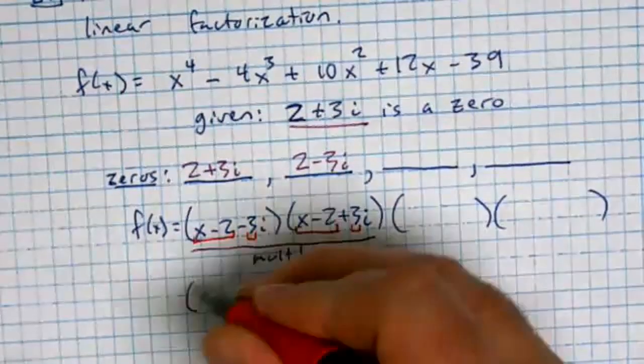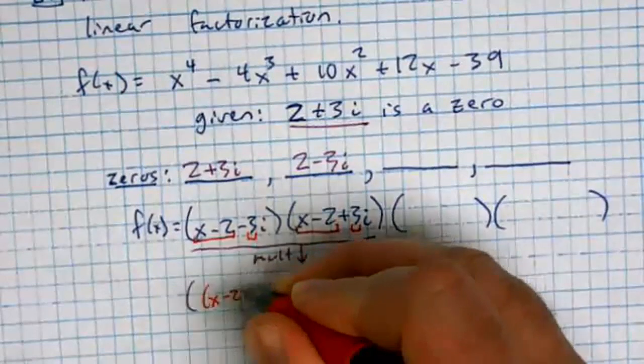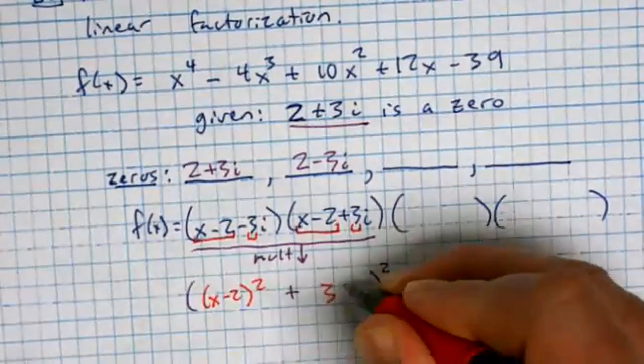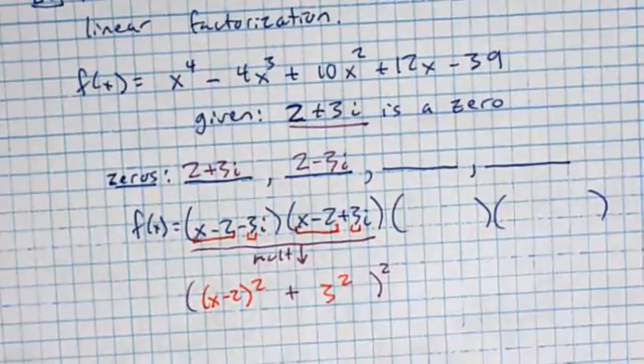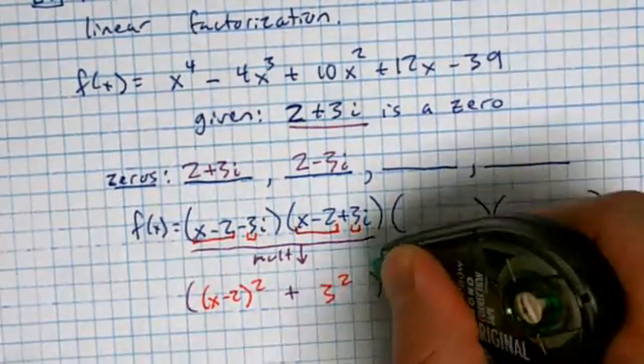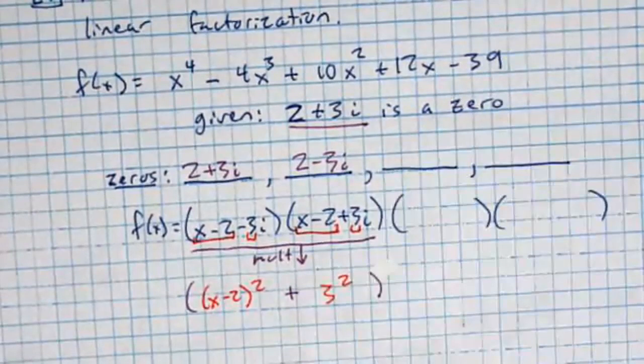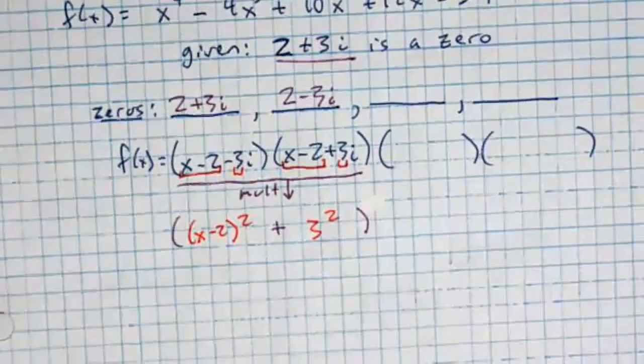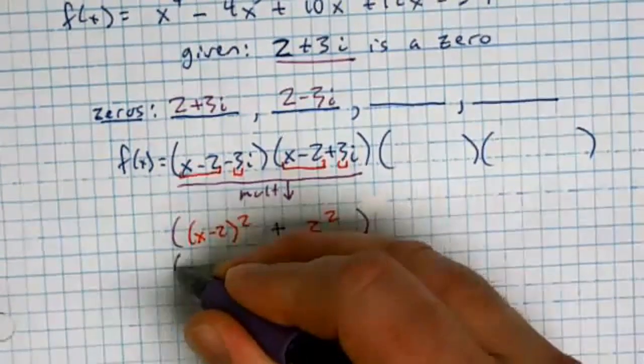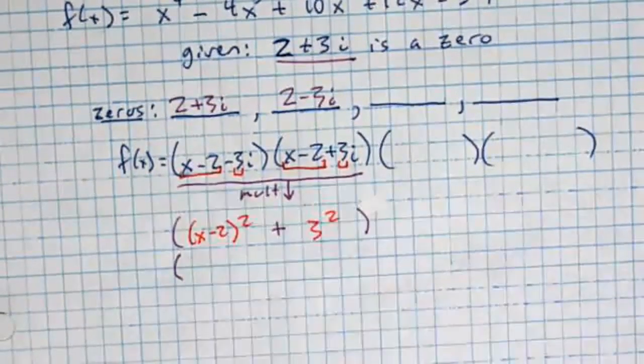A was x minus 2 and B was 3. And I don't know why I wrote squared here. That's not right, mark that. So let's simplify that a little bit. (x minus 2) quantity squared.